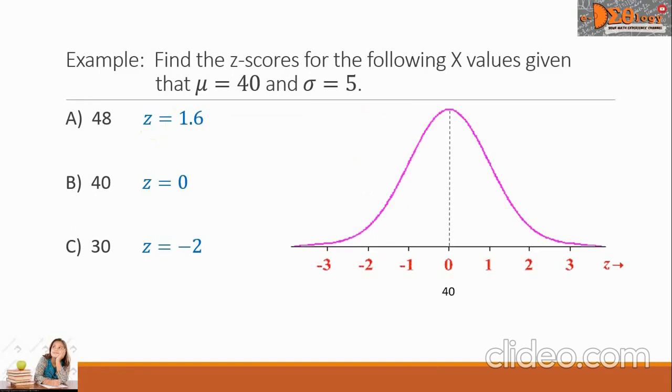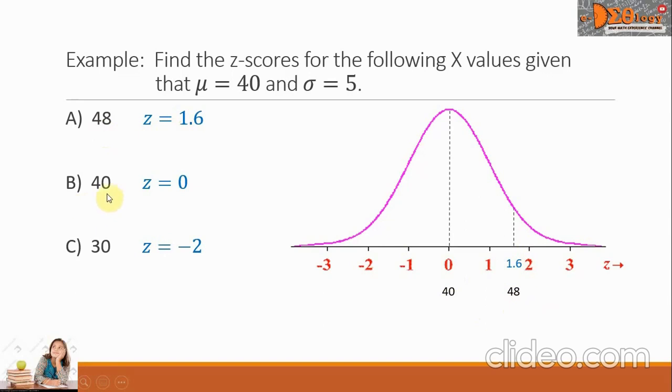Now, let us show the z value in a standard normal distribution. We have the mean as 40 corresponding to 0 in the standard normal distribution. So let us begin with letter A. The z equals 1.6 for the x value 48. So here is the 1.6 and the 48 is here. So 48 is on the right of the mean.